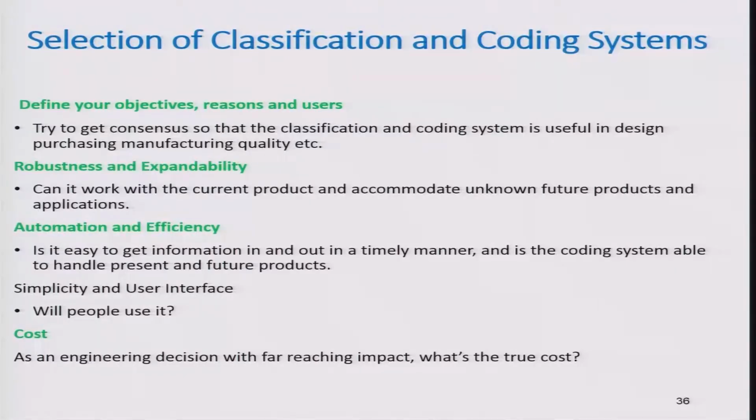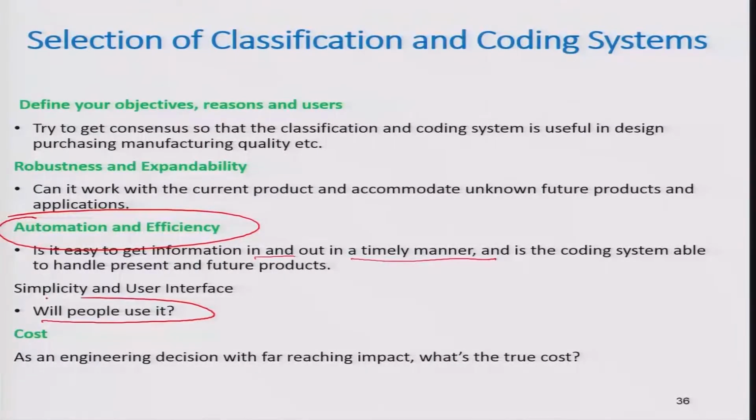So how will you select your classification and coding system? First define your objective, then robustness and expandability: can it work with current products or accommodate unknown future products and applications? Again, you will always have to keep automation in mind, because every industry is moving towards complete automation. Is it easy to get information in and out in a timely manner, so that an automatic retrieval system can be incorporated in industry? So you will have to make a code accordingly.